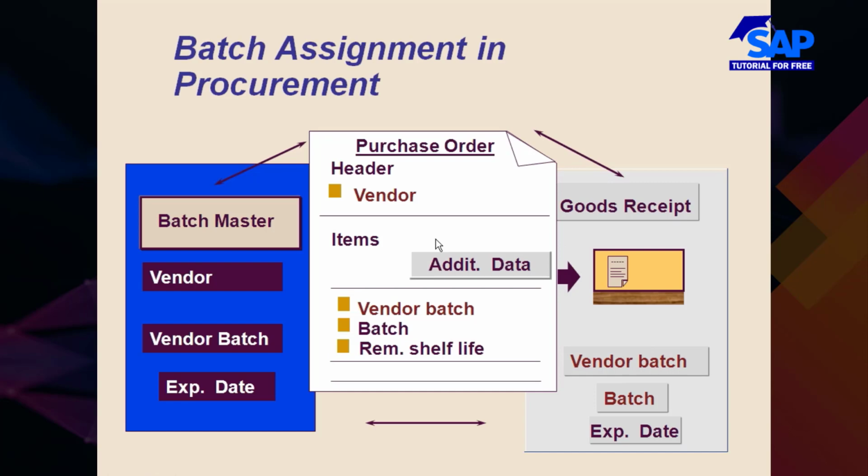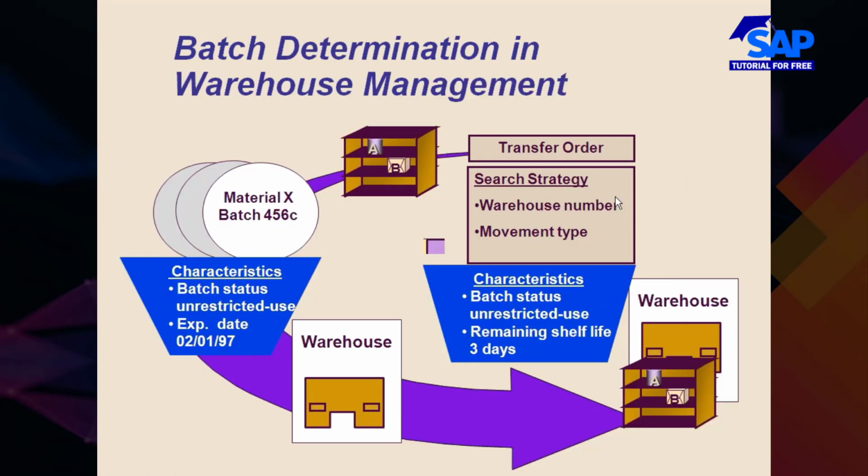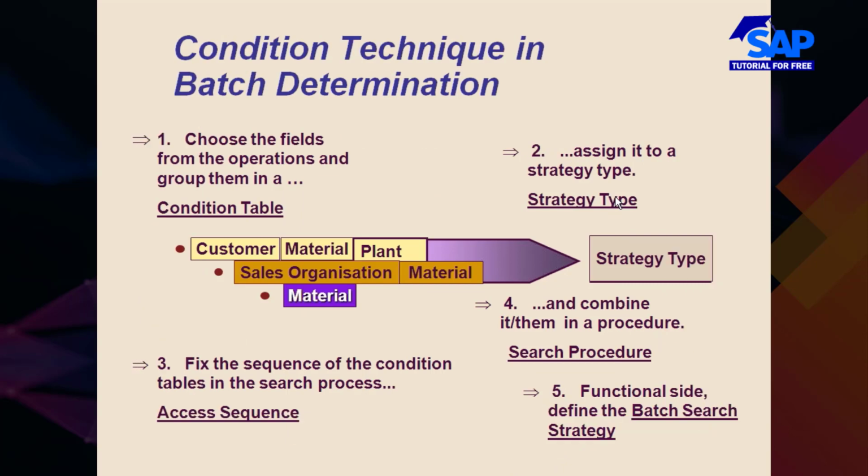Or you can also assign a batch number at the time of goods receipt. Okay, similarly, batch determination in warehouse management. So, condition technique, how it is being used in batch determination. You see here, first choose the fields from the operators or operations and group them in a condition table, and then assign it to the strategy type, and then fix the sequence of condition tables in the search process, and then combine them in a search procedure.